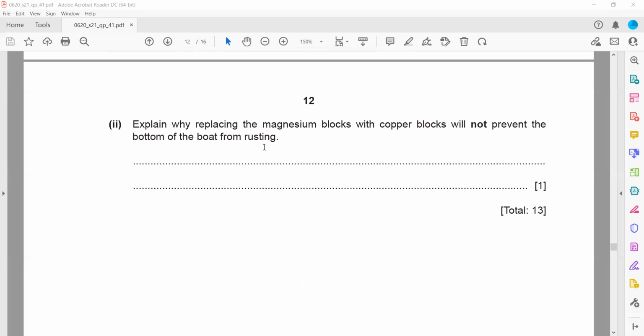Explain why replacing a magnesium block with a copper block will not prevent the boat from rusting: because copper is less reactive than iron. So in that case, the iron will oxidize instead of the copper.